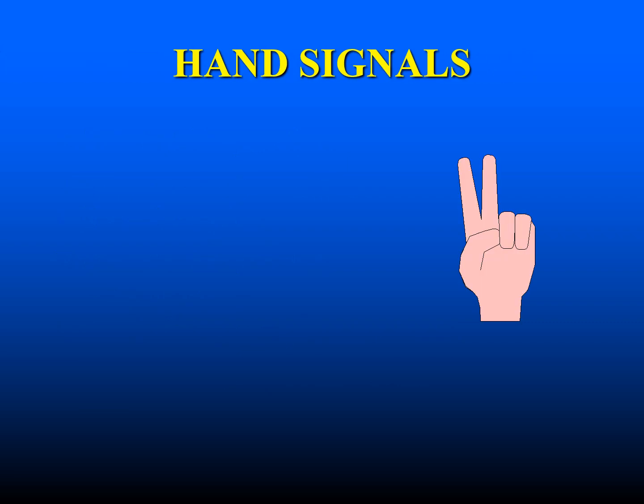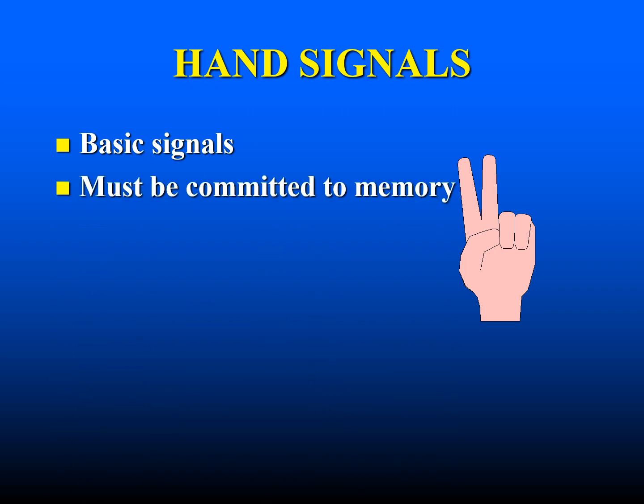Hand signals are another way to communicate. We use basic, simple hand signals. They must be committed to memory. You must have visual contact with the person you're communicating with.